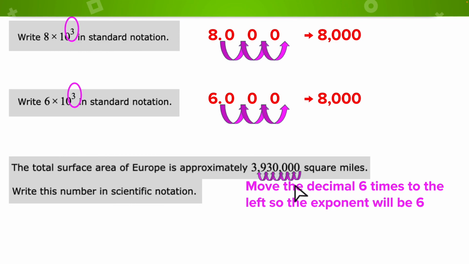So we move the decimal 6 times to the left, so the exponent will be 6, because that's how many times it moved. And so my decimal is going to be 3.93 with a bunch of zeros. Remember, those are non-essential numbers. I can drop those zeros off. I need to make sure I leave the 393. I don't get to drop those off. So 3.93 times 10 to the 6th power, because I moved it 6 times.